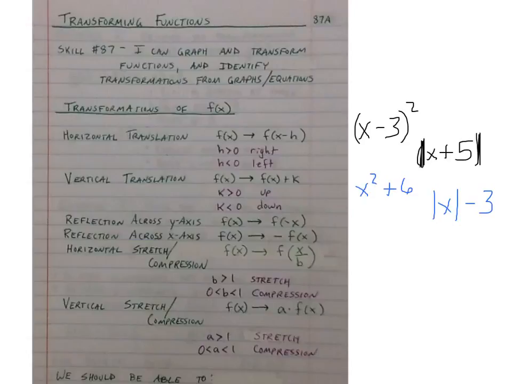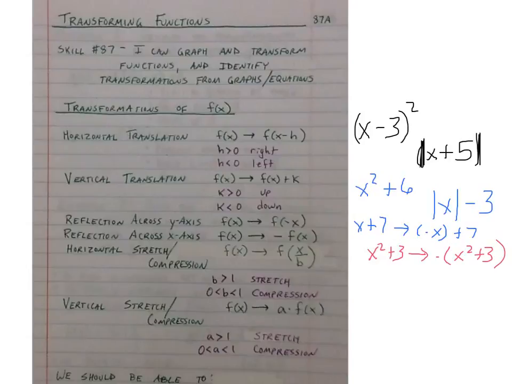Reflection across the y-axis, we replace x with negative x. So if we had an equation that was the absolute value of x plus 7 and it became the absolute value of negative x plus 7, we've reflected that across the y-axis. And if we want to reflect across the x-axis, we put a negative in front of the equation. So if we had x squared plus 3, we would take that and switch it to negative parentheses x squared plus 3.